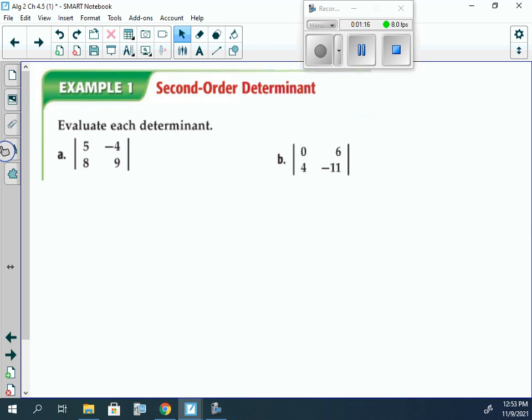So when we look at this here, this first one here, the first diagonal that we're going to have is, so we'd have 5 times 9 minus, the diagonal going the other direction would be negative 4 times 8. Any questions on this here so far?